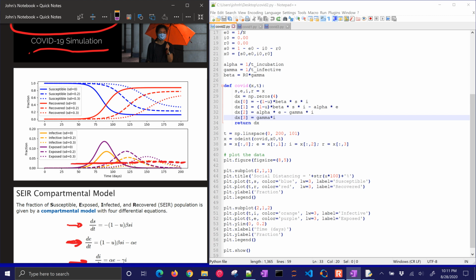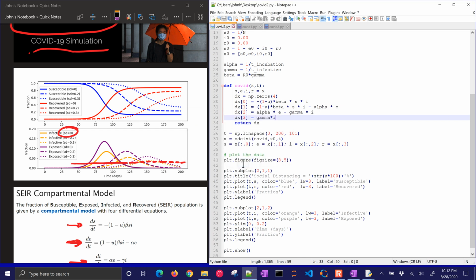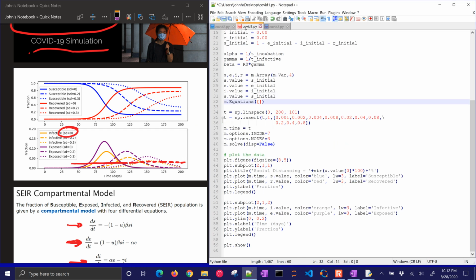So could we somehow optimize the social distancing to keep the population below the capacity of the healthcare system, and keep things open as much as possible, or delay the peak until a vaccine is available. All right, so we're going to use a different package for that. This one is going to be in Python, but it's going to be with the Gekko package.